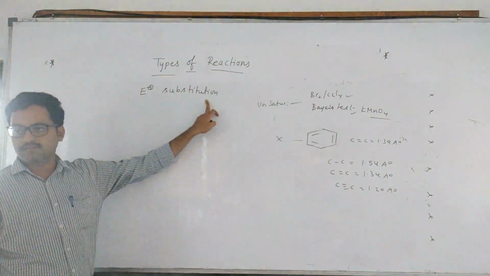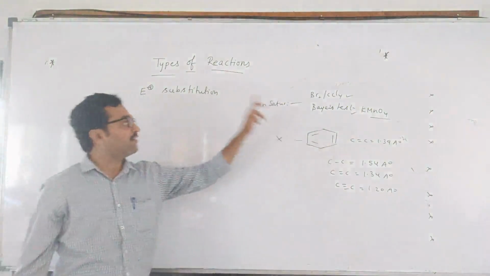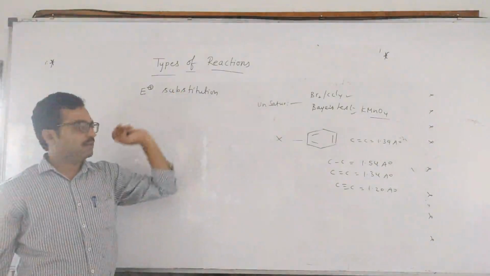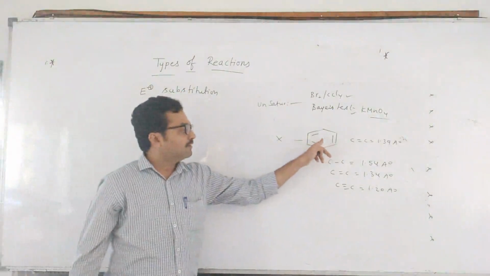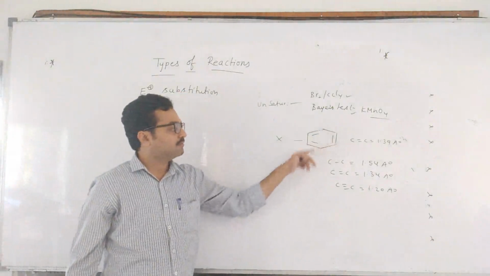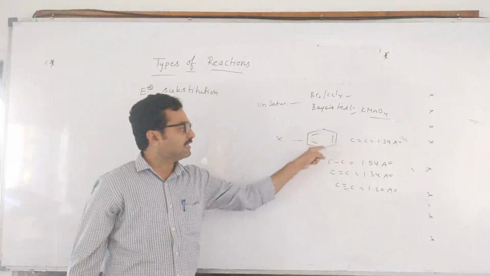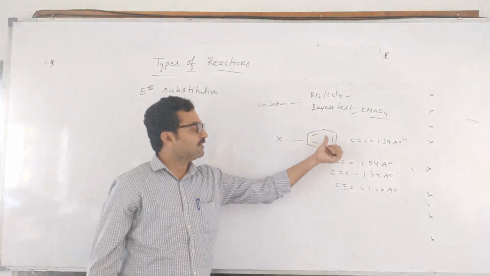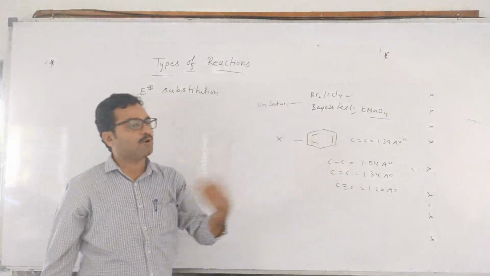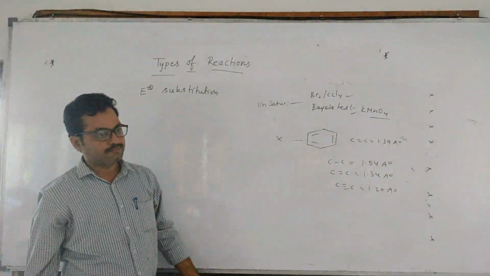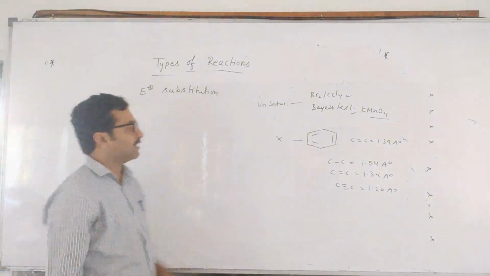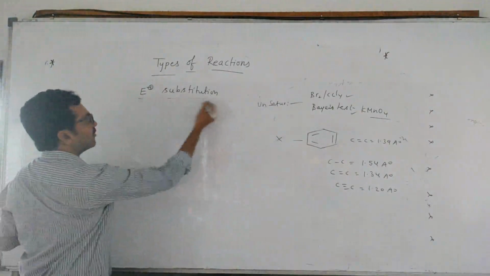Substitution reaction. Benzene is unsaturated, so it will undergo substitution. The electron cloud is more in the benzene nucleus because of the three double bonds. As electron density is more, it will attack what? It will attack an electrophile. Okay? So what are the characteristic reactions of aromatic compounds?